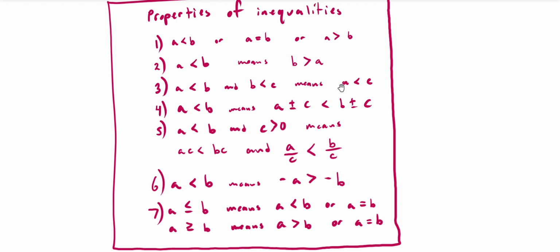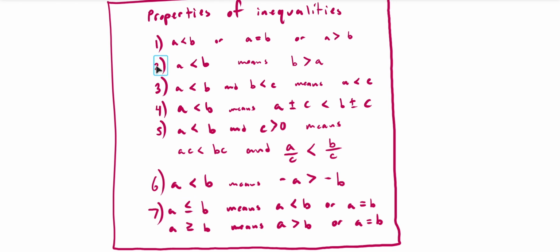We have transitivity here. A less than B and B less than C means A is less than C. We have A less than B, means we could add or subtract C to both sides and it would still be true. If we have a positive number C, we could also divide or multiply by that on both sides and it would also be true. Finally, we have multiplying or dividing by a negative. Means we have to change the signs, yes, but also flip the inequality. And last but not least, here I have sort of the definition of the non-strict inequalities.